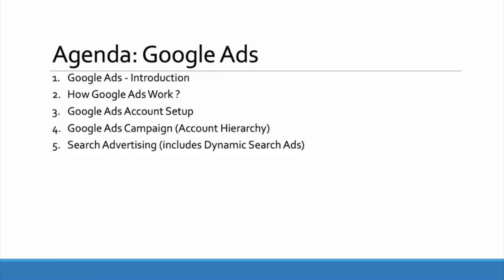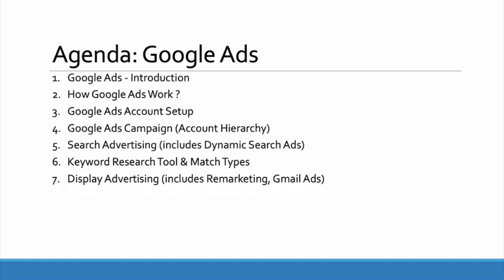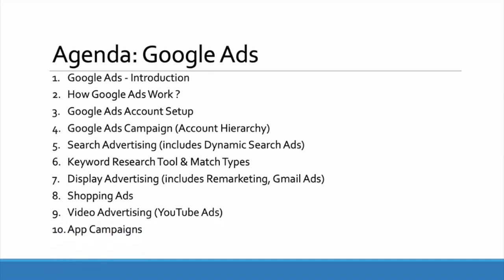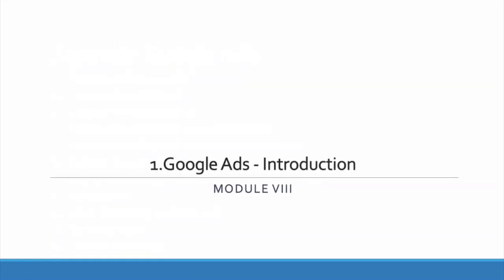We'll talk about search advertising, which includes dynamic search ads. We'll look at keyword research tool and match types. We'll discuss display advertising, which includes remarketing and Gmail ads. We'll look at what shopping ads are. We'll look at video advertising, app campaigns, and conversion tracking.